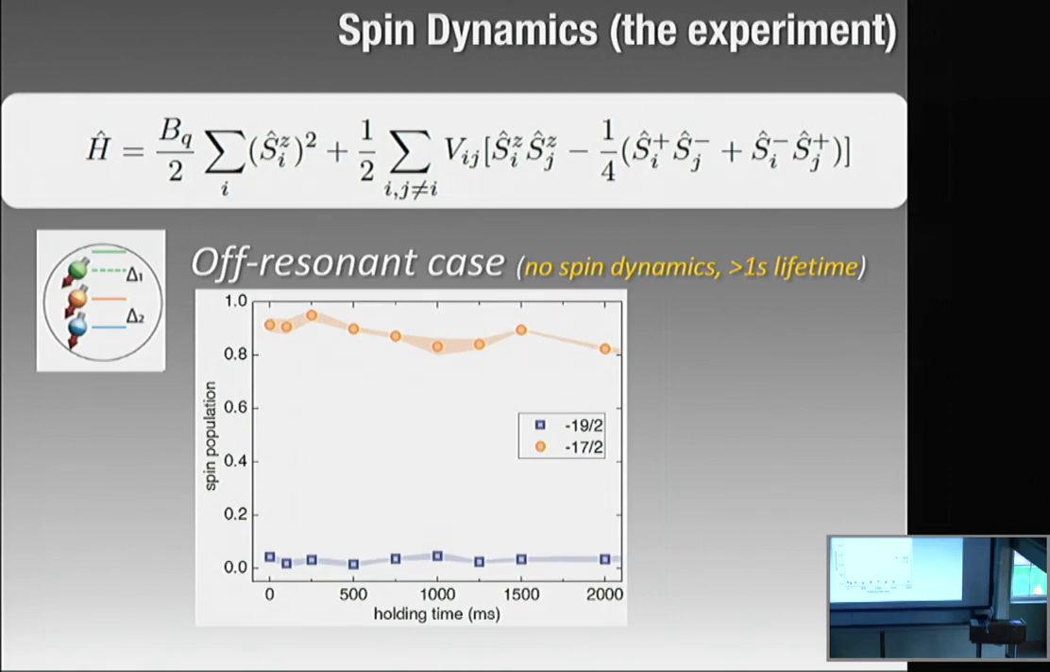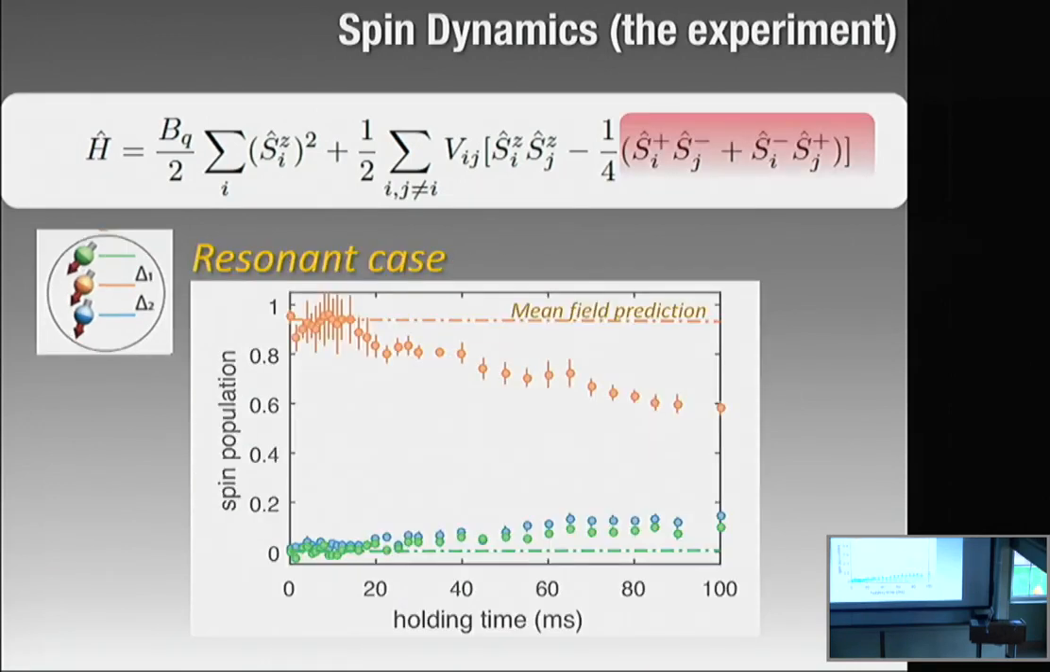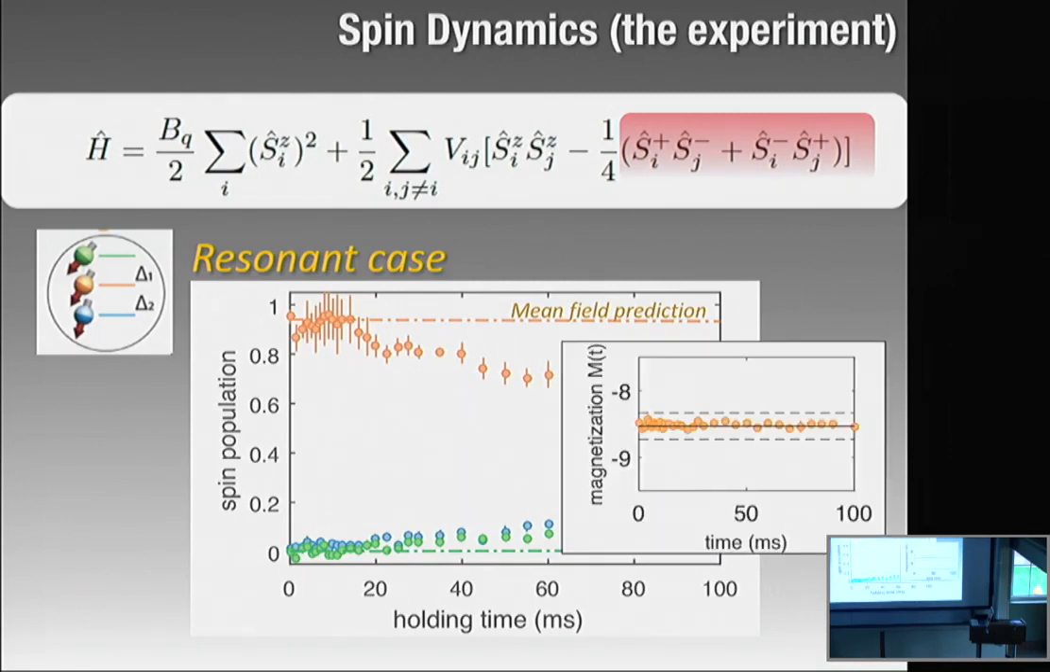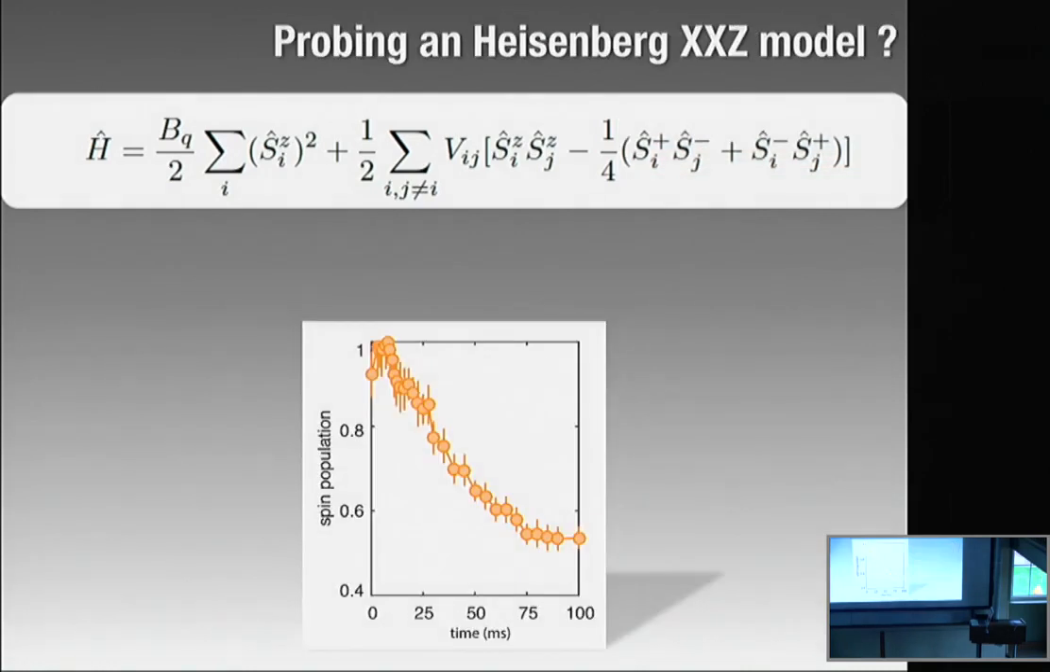Okay? And now, when we put it on resonance, we see that the atoms are not moving. The tunneling is pretty low, and so we see the spin excitation start to arise. Of course, the mean field prediction is completely off from what we see. It's really this term. Now, let's go a little bit on. The magnetization is conserved in this measurement. And if we go a little bit on, the question is, are we now probing this Hamiltonian? Is it the right description of our system?